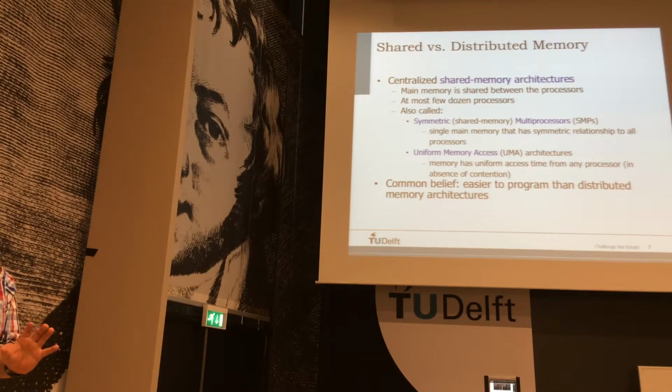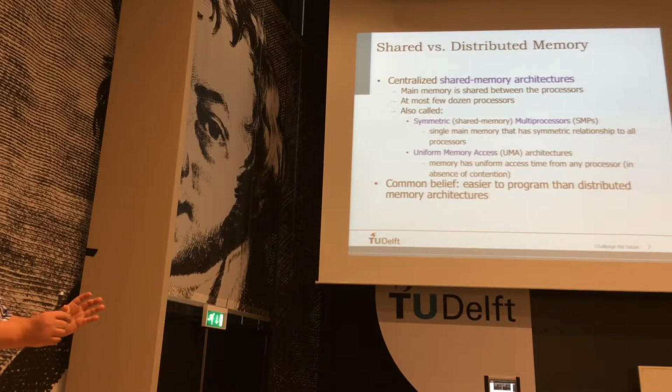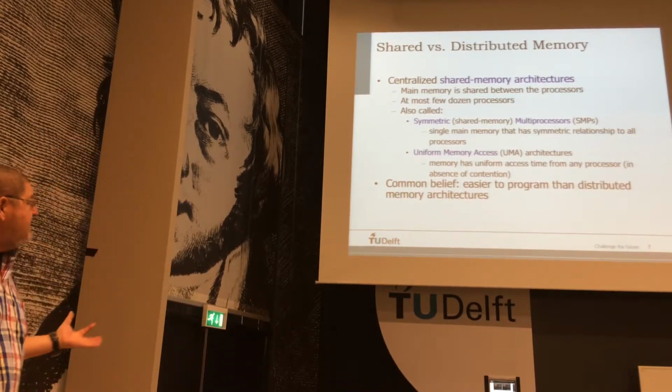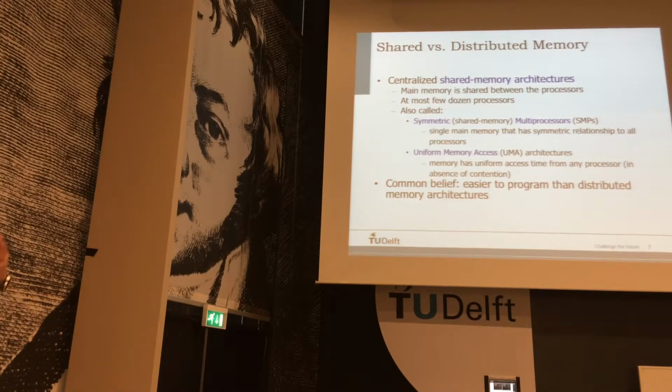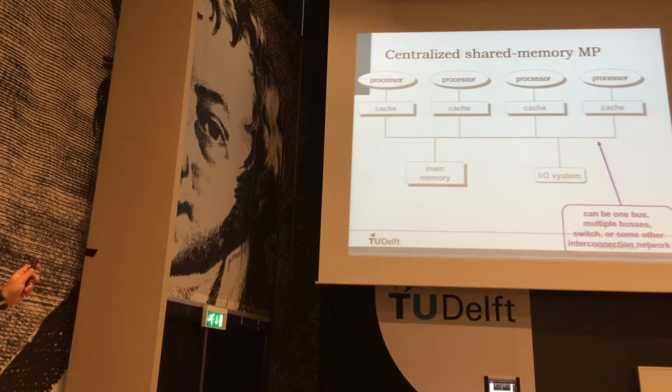Then nobody is discriminated. All of them have access to the memory in the absence of contention. If there is contention, there is an arbitration going on, because, you know, if we talk at the same time on a bus, there is no music. We get a noise. Now, these symmetric microprocessors or UMA kind of architectures are assumed to be in general easier to program than distributed memories.